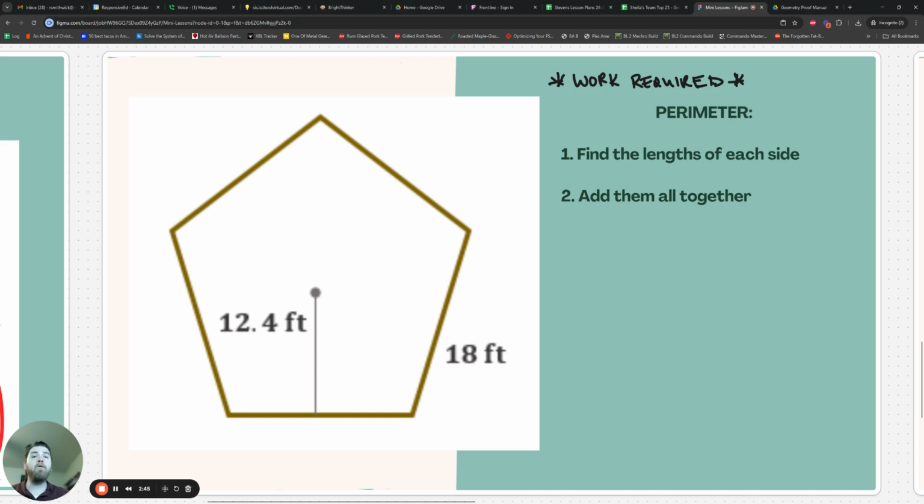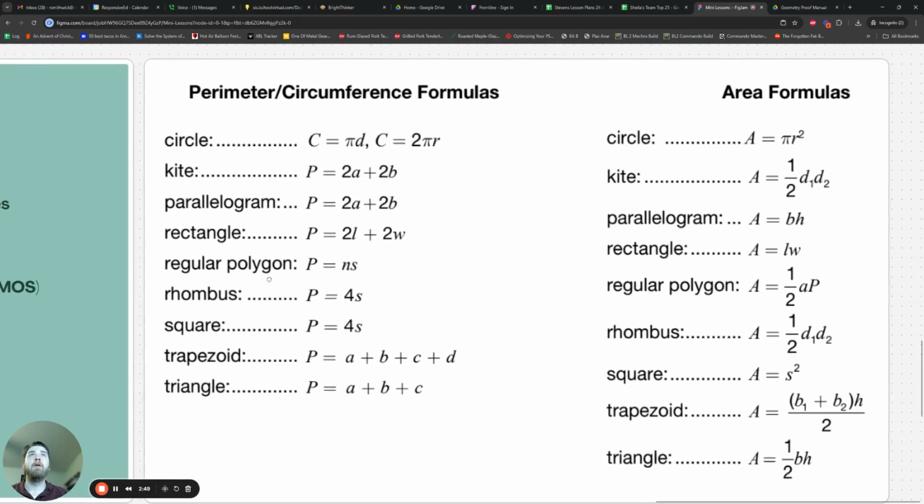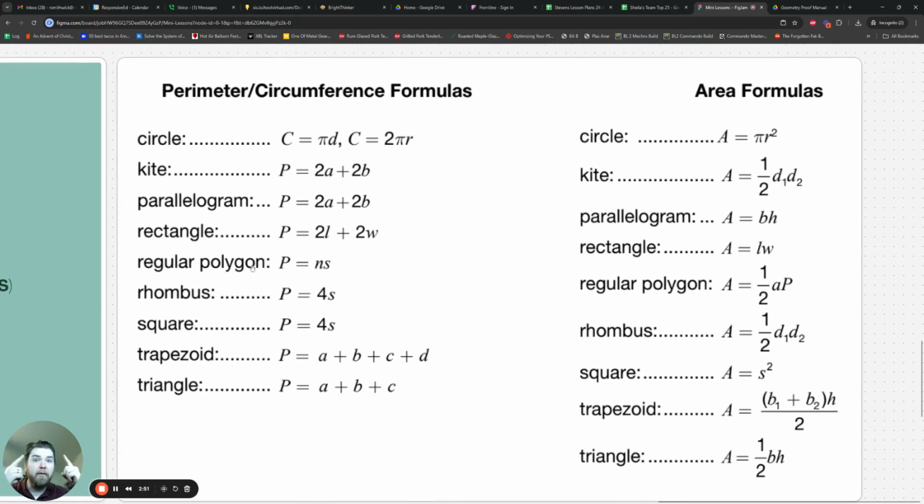You could use a formula for the perimeter, and I'll show you this over here, right in the proof manual. This has all of your different formulas for your perimeter. So if I was trying to find the perimeter of a kite, I could get that right there. Perimeter of a rectangle, perimeter of a rhombus, perimeter of a triangle. All of those formulas are right there in the proof manual.